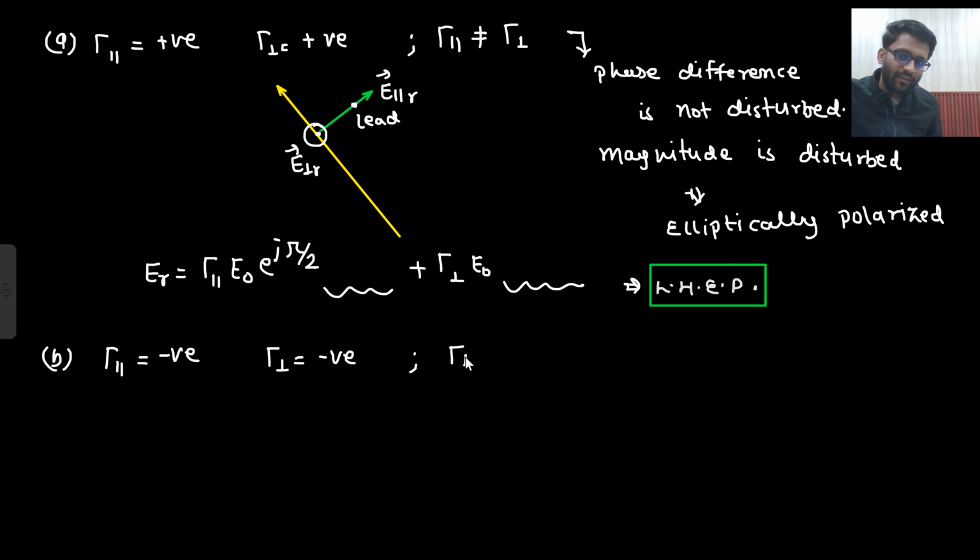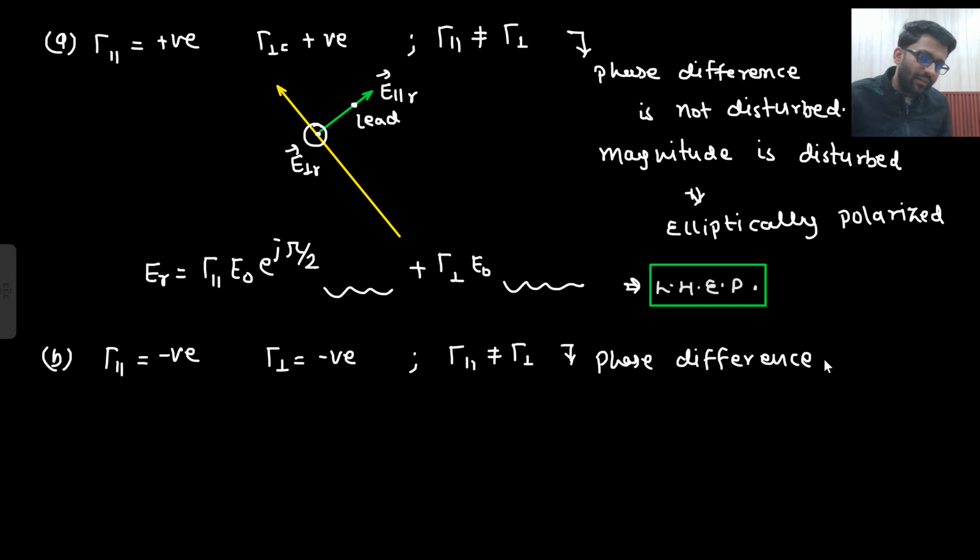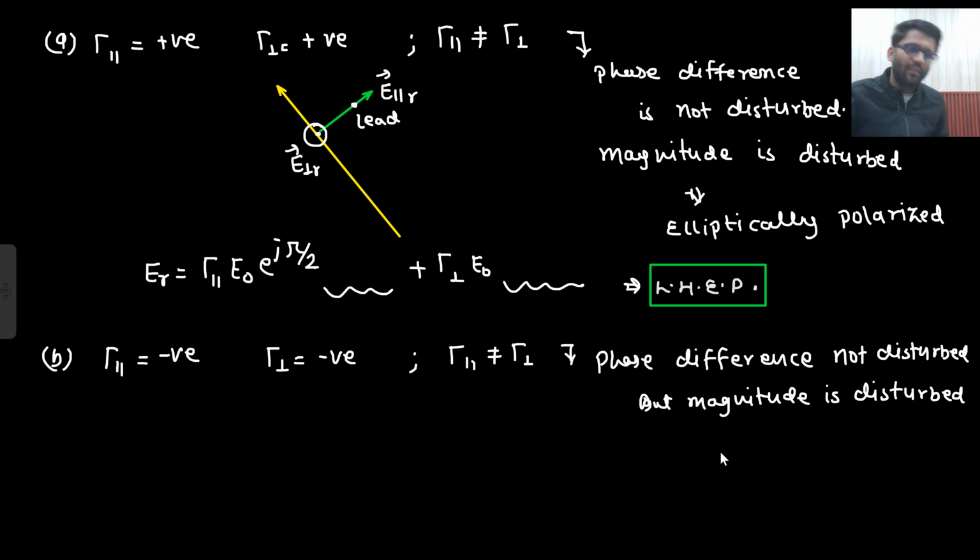And what does that mean? Both are negative, certainly, though they are not equal. That's for sure, because the formulas are different. So again, the phase difference is not disturbed. Whoever was in lead will be in lead only, and whoever was in lag will be in lag only. Phase difference not disturbed, but the magnitude is disturbed. That means certainly it is elliptically polarized, but I need to check the hand now, right hand or left hand.